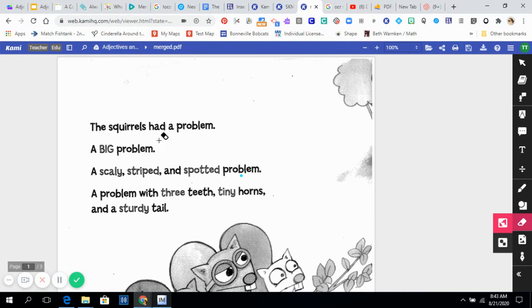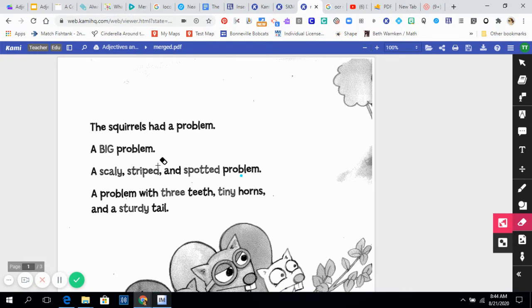The squirrels had. Had is the verb in this sentence, but it's not giving me any description. It's just saying squirrels and connecting it to the problem. And we've got another noun determiner that's signaling that the noun is coming, and problem is not described. So boys and girls, there are no describing words here. So we'll keep reading.